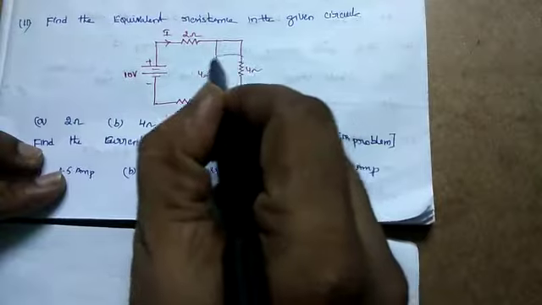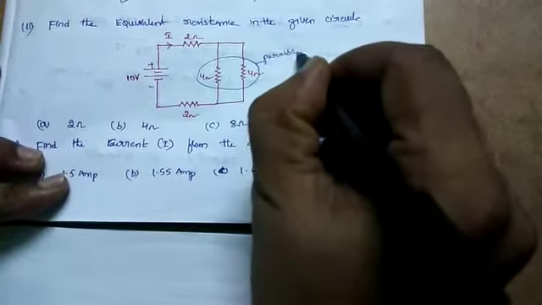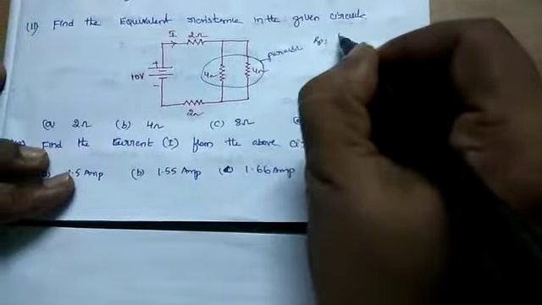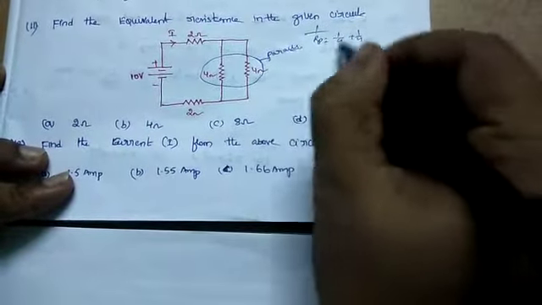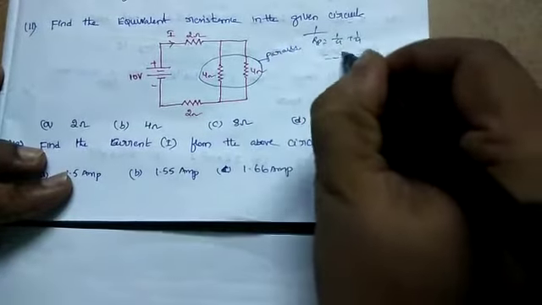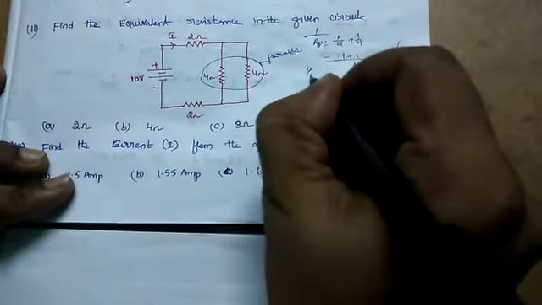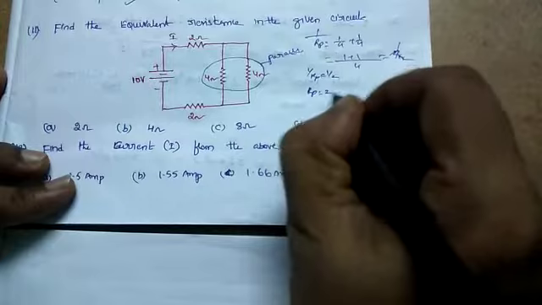So these two are in parallel. So what is this entire resistance? Rp is equal to, 1 by Rp is equal to 1 by 4 plus 1 by 4. That is, 4 LCM, 1 plus 1. That is equal to 2 by 4. 2 ones are 2, 2 twos are 4. So 1 by Rp is equal to 1 by 2. Rp is equal to 2.